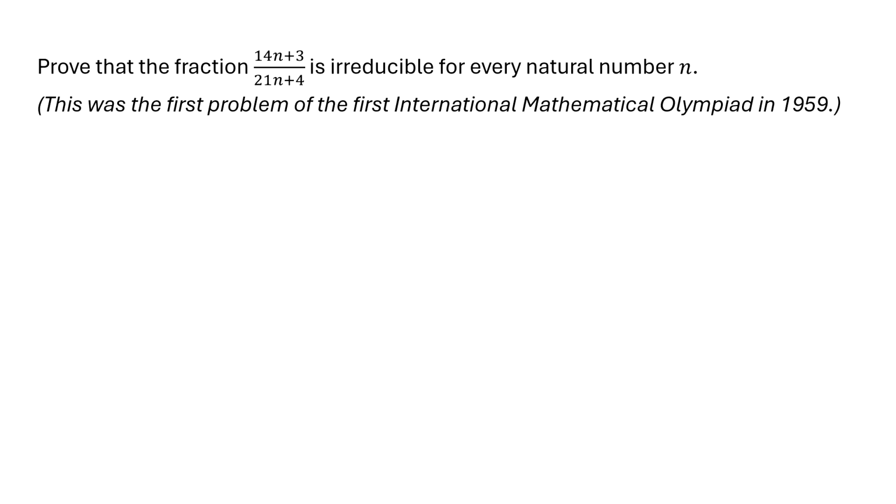So we have one more problem in this lesson. Prove that the fraction 14n plus 3 divided by 21n plus 4 is irreducible for every natural number n. This problem was the first problem in the first International Mathematical Olympiad in 1959. And I'll give you a hint. If you don't want to see the hint, you may want to pause here. Otherwise, I'm going to show you the hint in a second.